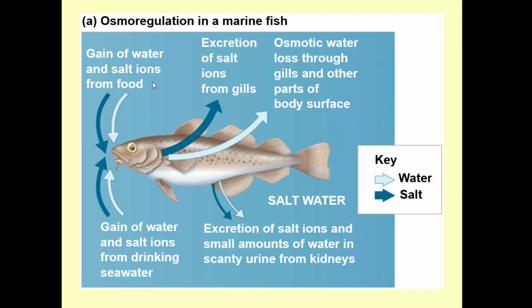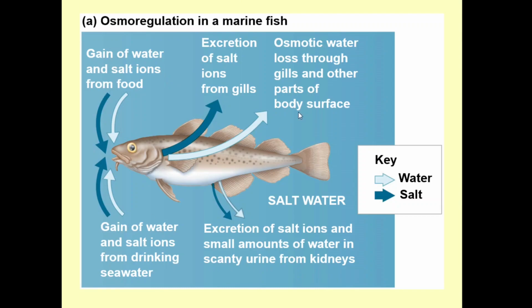Let's look at water first. So water is being ingested. So sea fish or marine fish, they drink large amounts of water, but they are losing water constantly through osmosis. So osmotic water loss through the gills and other parts of the body surface. And they are losing water through osmosis because water will diffuse from an area of low solute concentration, so the inside of the fish, to an area of high solute concentration, the seawater around them.